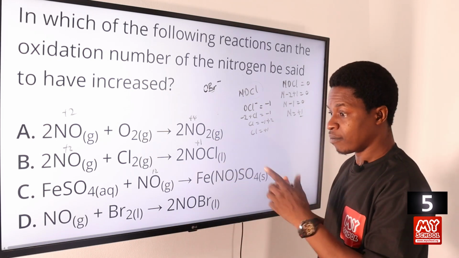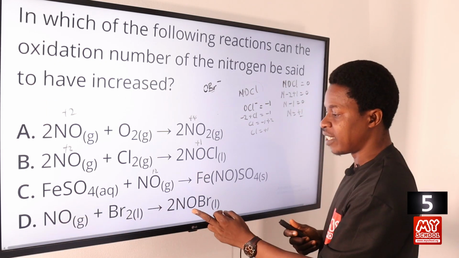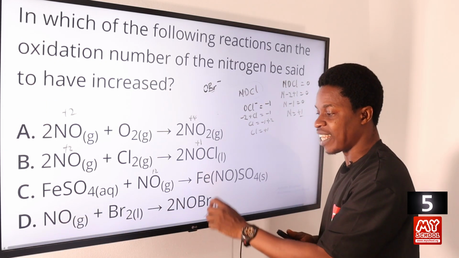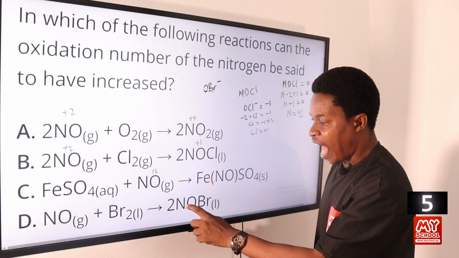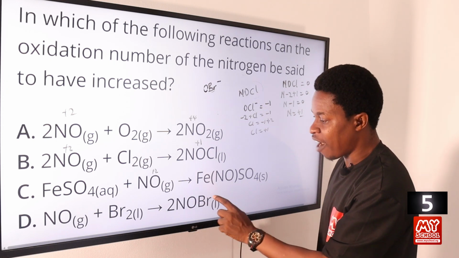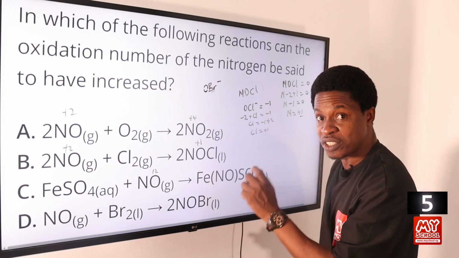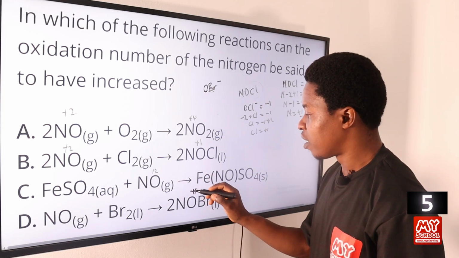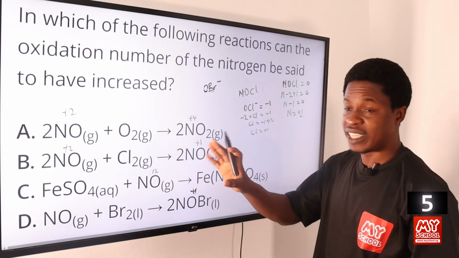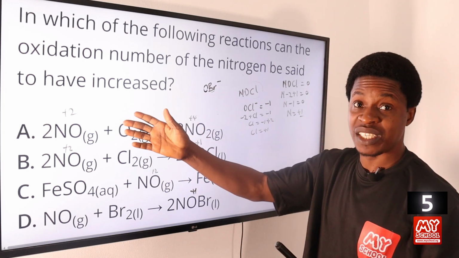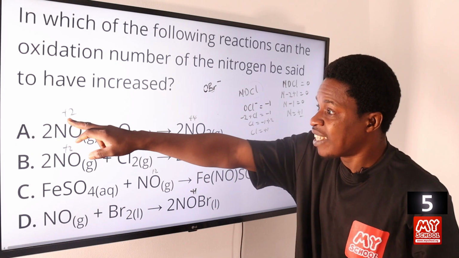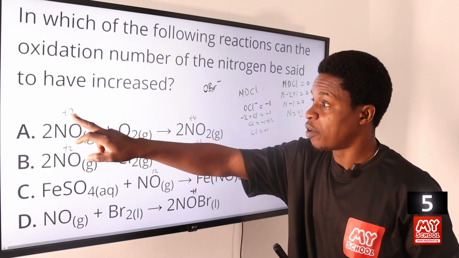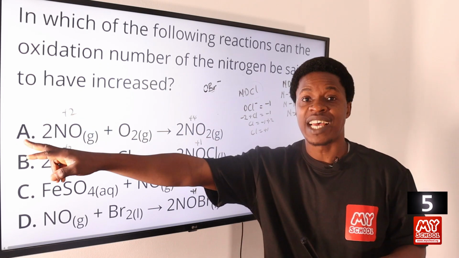Just for the benefit that this is positive 2, then this one here, remember I would say bromide ion here in the hypobromite, OBr minus, is also positive 1. So if you calculate that, you're going to have plus 1 here also. I didn't calculate this, but because of time, we have already gotten what we needed. So there's an increase only in option A here, positive 2 to positive 4. So the correct answer is option A.